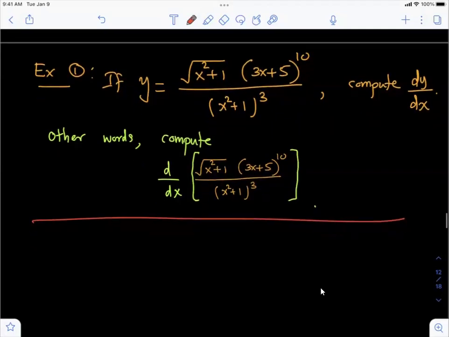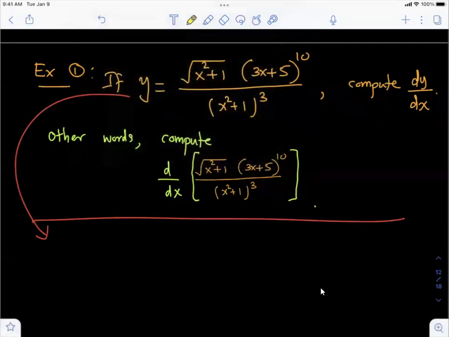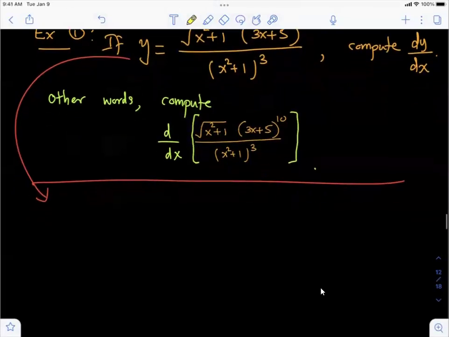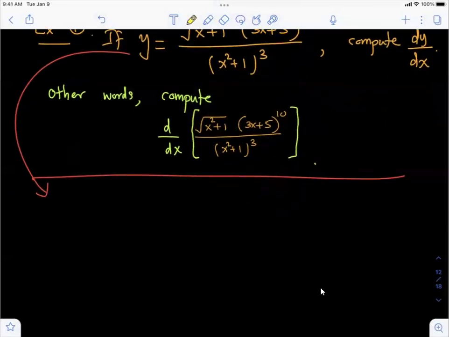What we need to do is to take this derivative, right? To do that, now I'm not going to do it directly. Instead, I'm going to show you the real idea of logarithmic differentiation, and this is how it's done. Now, log differentiation.